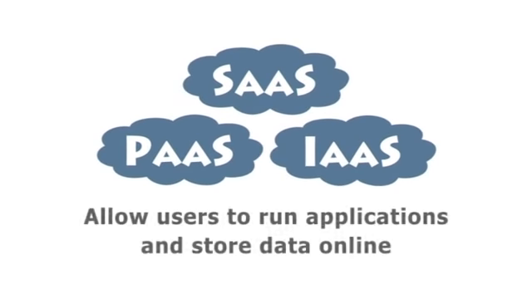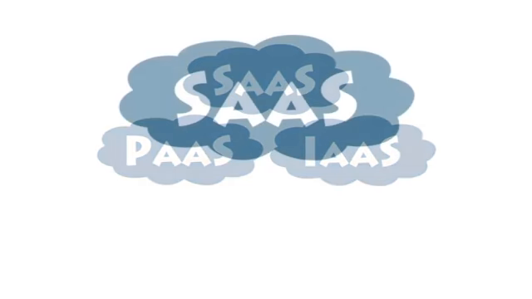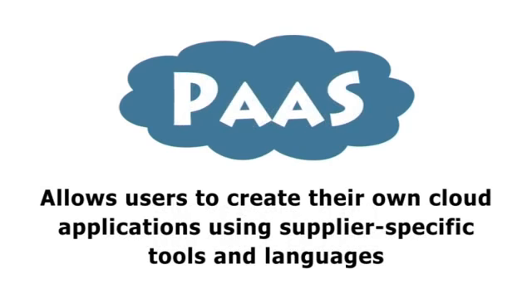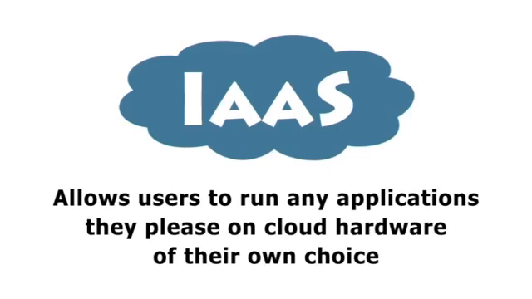All of these allow users to run applications and store data online. However, each offers a different level of user flexibility and control. In basic terms, SaaS allows users to run existing online applications. PaaS allows users to create their own cloud applications using supplier-specific tools and languages. And IaaS allows users to run any applications they please on cloud hardware of their own choice.